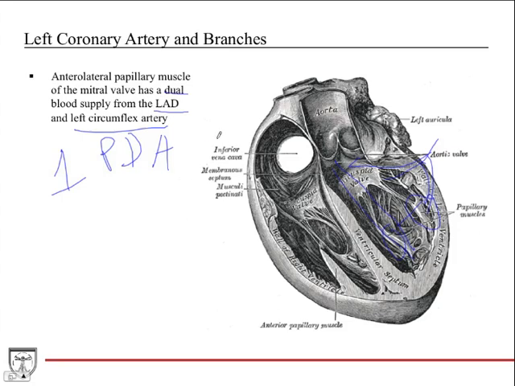So what's important to know is, if one of these arteries, let's say the LAD, has a blockage in it, this anterolateral papillary muscle is still going to get blood supply from the left circumflex. Versus for the posterior medial muscle, if the blood supply for that goes out, then there's nothing else to provide collateral circulation. And we'll talk more about that when we talk about myocardial infarctions in the clinical pearls section.